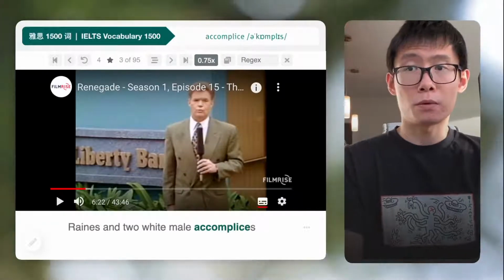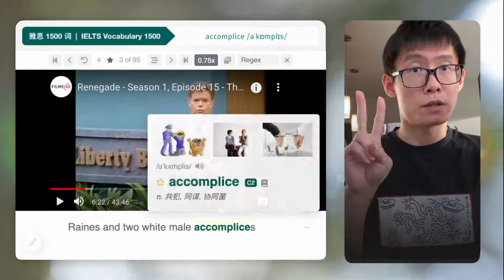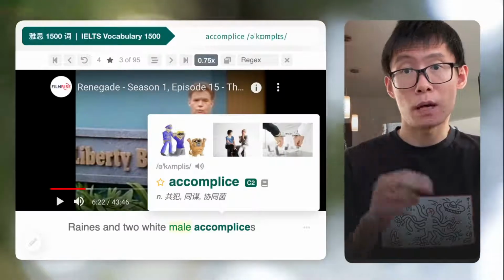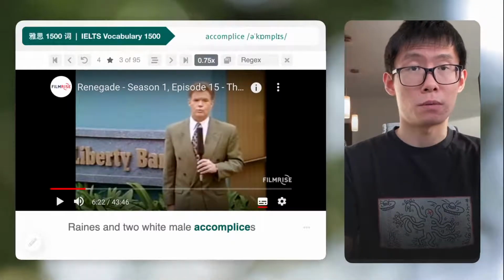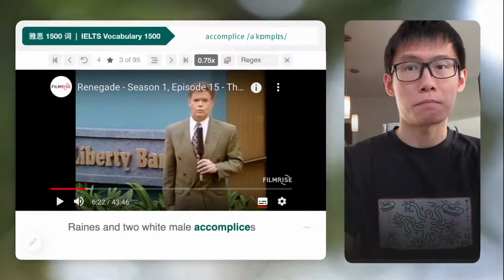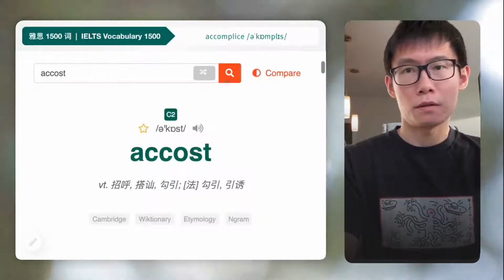So Raines, this person named Raines, he and two white male accomplices, right? 他有两个这个白人男性的从犯两个从犯。So accomplices are the person committing the same crime at the same time. 这叫从犯accomplice. So let's take a look at the next word.